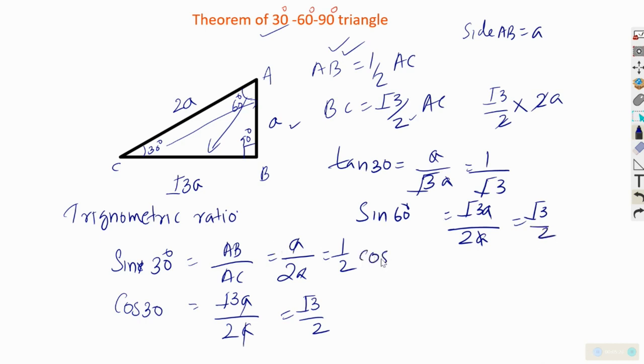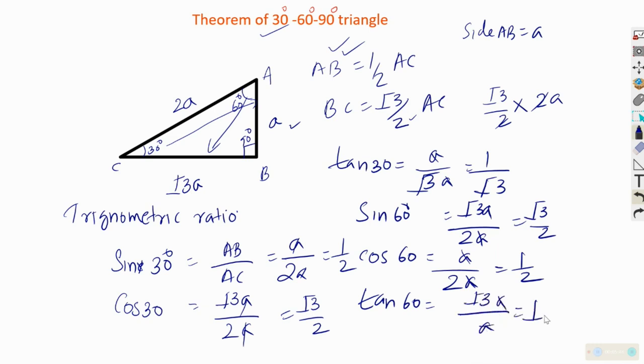Cos 60, what will happen? Adjacent side of 60 is A upon hypotenuse 2A. We will get it cancelled, 1 upon 2. Tan 60, opposite side is root 3 A upon adjacent side A, which gets cancelled, and is equal to root 3.